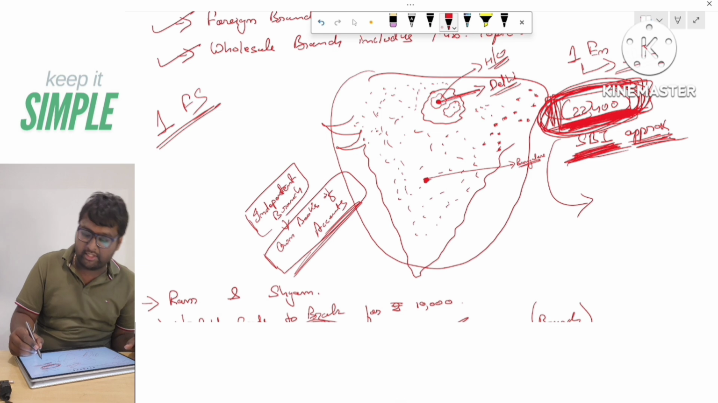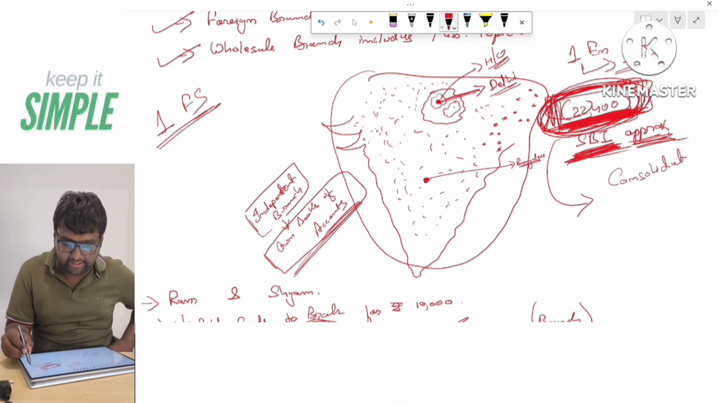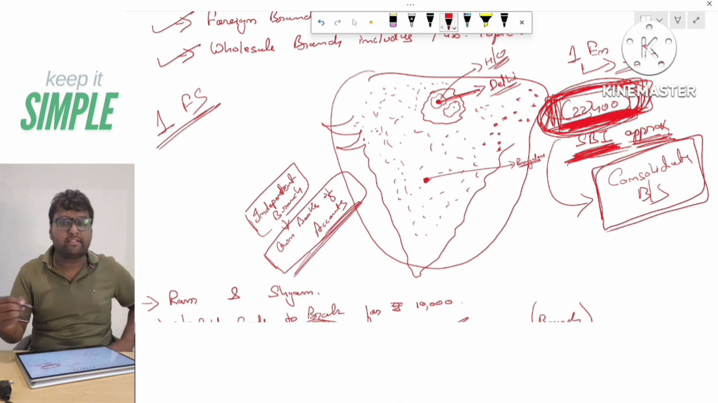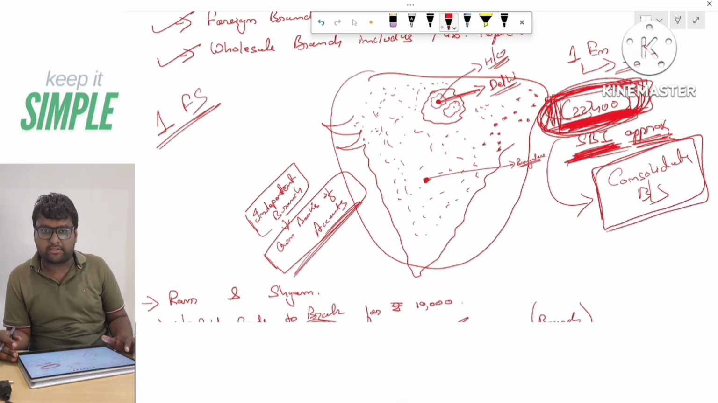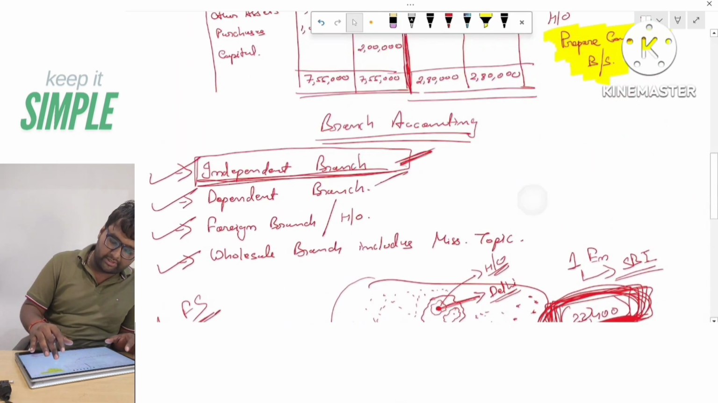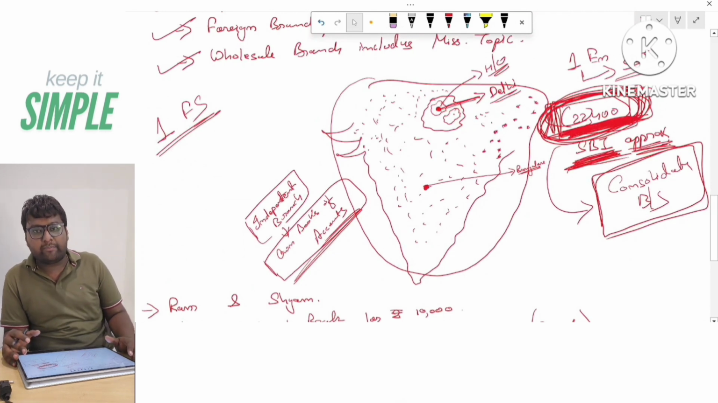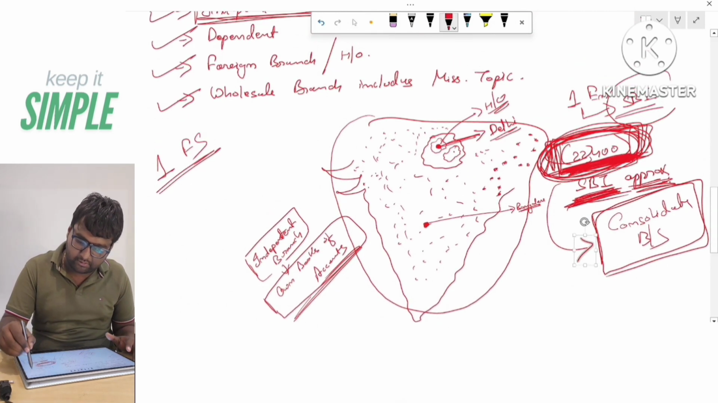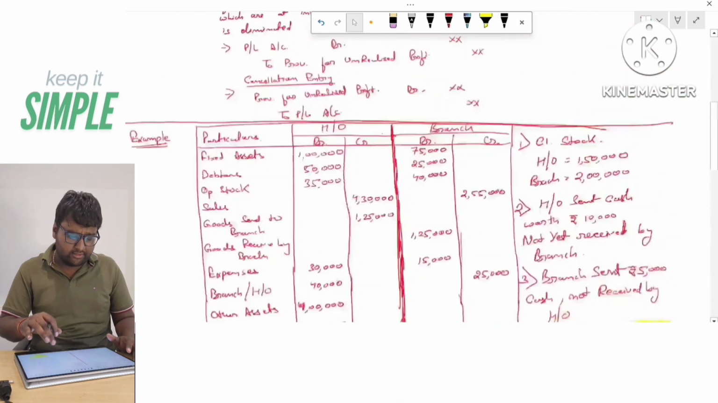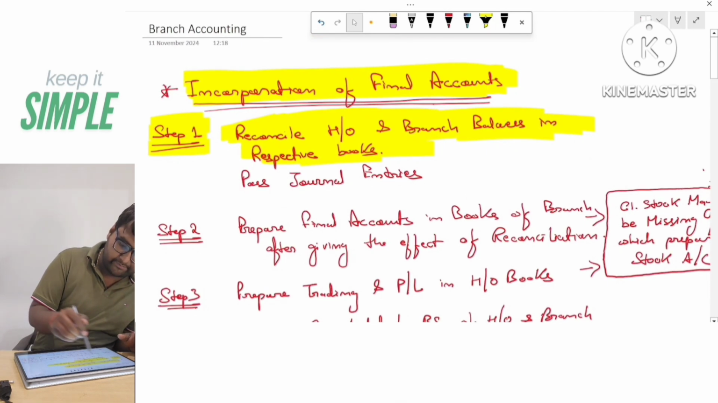So that's why we have to incorporate all these branches' balance sheets into one, that is of head office. We prepare a consolidated balance sheet in which every detail is there for head office and for branch. Understood? So in this incorporation, we prepare a single balance sheet which represents the whole of SBI. So you got the purpose of incorporation of financial accounts.